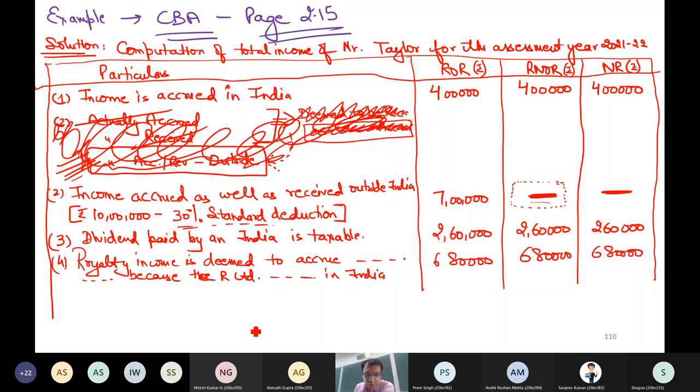Last, can anyone tell me the answer of fifth point? Think carefully and tell me the answer. Anyone who can tell me the answer of point number 5?